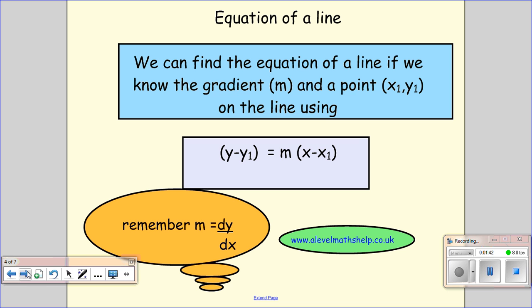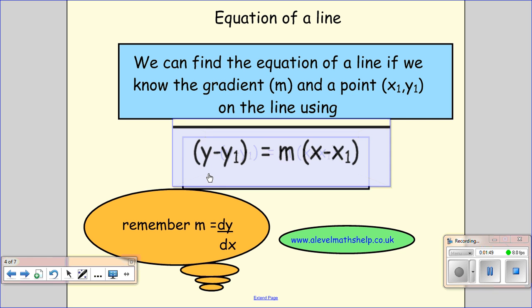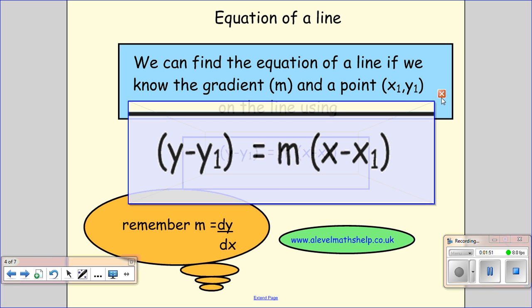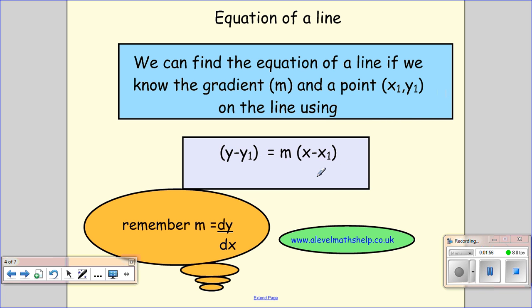Now to do these sorts of questions, we use the equation of the line given here, which is slightly different than the traditional one that you might have seen or used before. You should have covered it in coordinate geometry, but in this one, all we need to know is the gradient at the point we're looking at, and we need to know one point on the line. Now do remember that when we want to find the gradient of the curve, we do this by differentiating our equation of the curve.